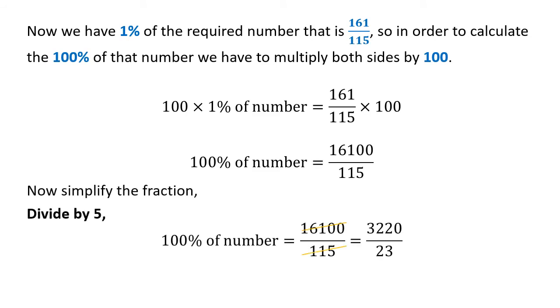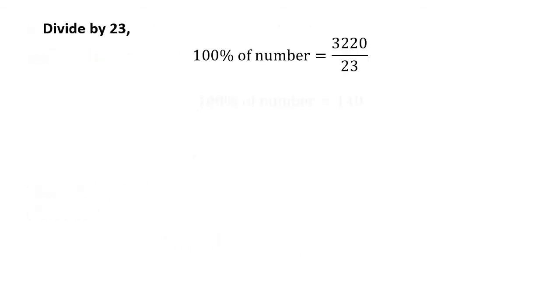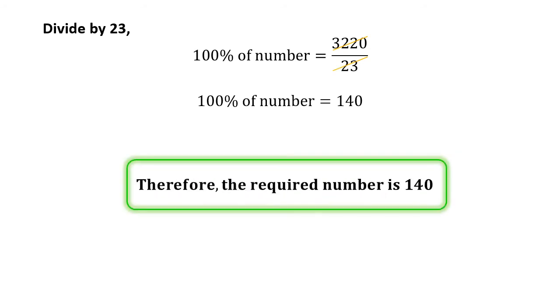Now we have 1% of the required number, that is 161 upon 115. So in order to calculate the 100% of that number we have to multiply both sides by 100 as shown. Then simplify the fraction as shown. After simplification we have 140, that is the required number.